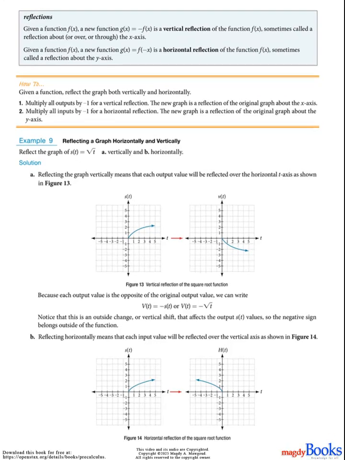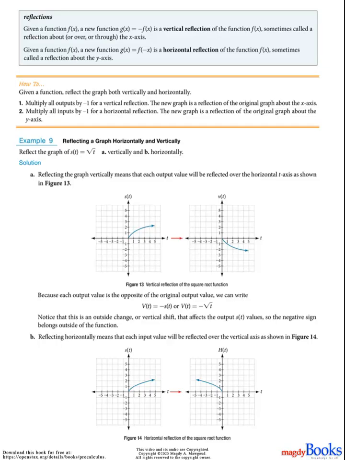Reflections. Given a function f(x), a new function g(x) = -f(x) is a vertical reflection of the function f(x), sometimes called a reflection about, or over, or through, the x-axis. Given a function f(x), a new function g(x) = f(-x) is a horizontal reflection of the function f(x), sometimes called a reflection about the y-axis.